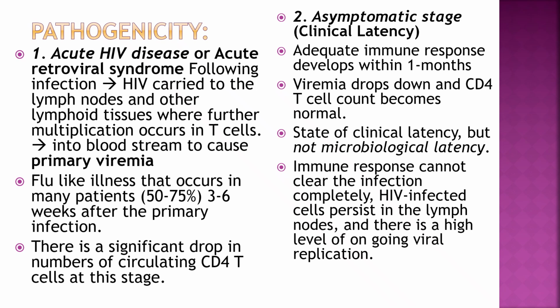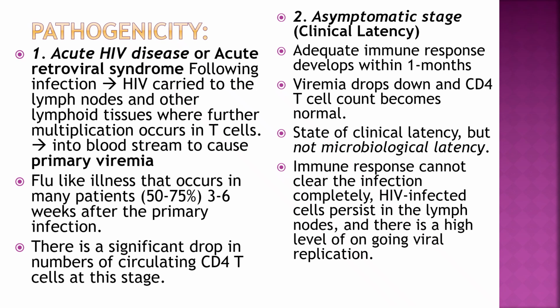So let's see in detail. First, acute HIV disease or acute retroviral syndrome. Following infection, HIV is carried to the lymph nodes and other lymphoid tissues where further multiplication occurs in T cells, into the bloodstream to cause primary viremia. A flu-like illness occurs in many patients, 50 to 75%, 3 to 6 weeks after the primary infection. There is a significant drop in the number of circulating CD4 T cells at this stage.